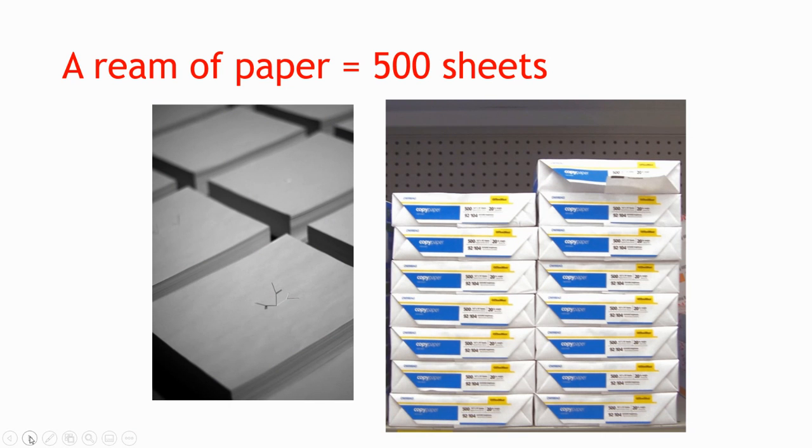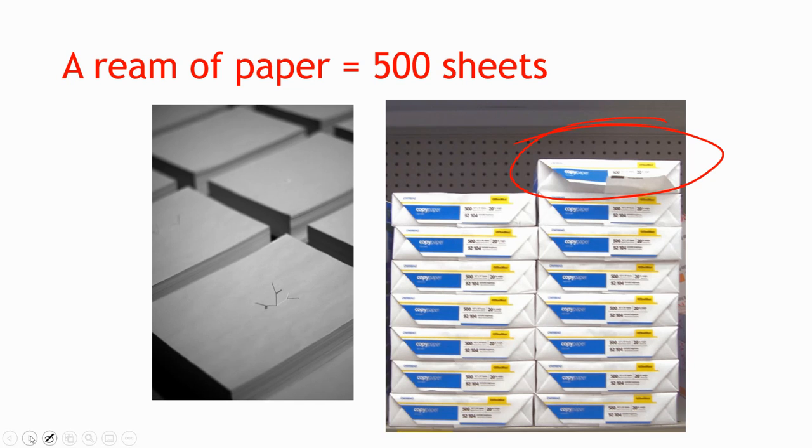If I make copies in the copy room, you'll often run into packages of paper that look like this. Each one of those packages contains 500 sheets. That's known as a ream of paper. If you had 500 of anything, you could call it a ream. We have all sorts of words that represent a particular number.